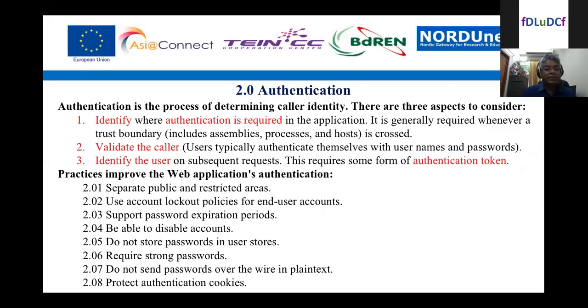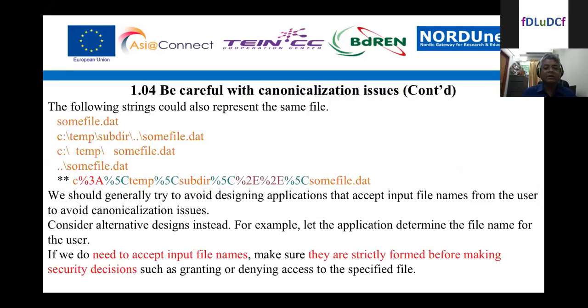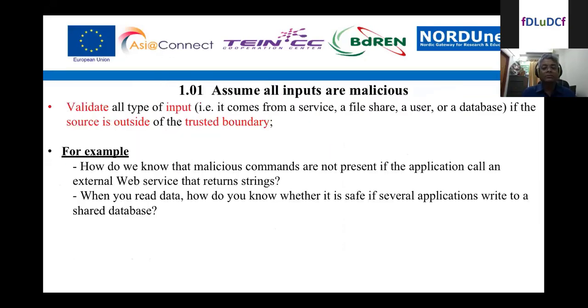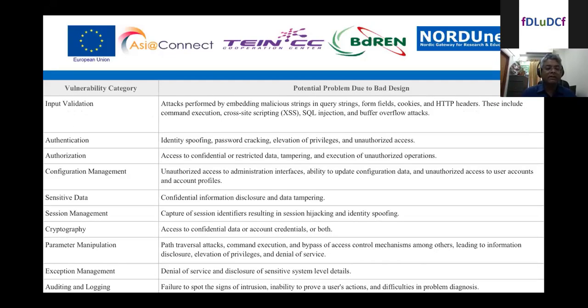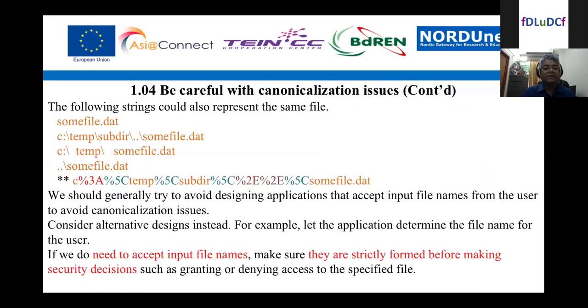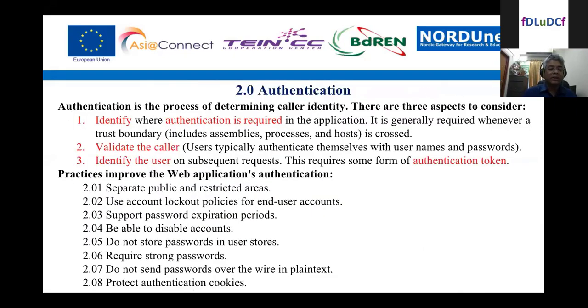Now number 2, because I told you there are 10 issues. The first one was input validation, and the second one is authentication. So what is authentication? Authentication is the process of determining the identity.